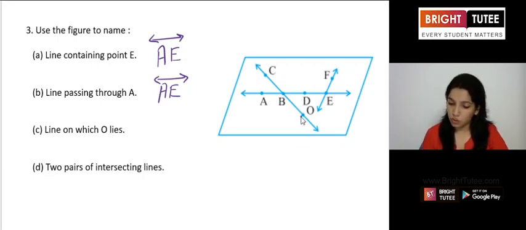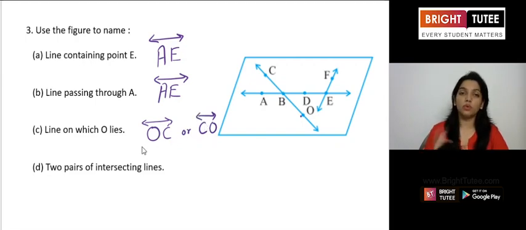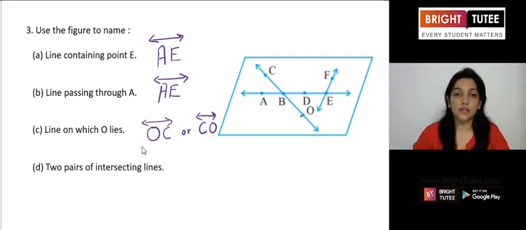So where is O? Okay, here it is. So we can see that line OC, or we can write CO. Both ways we can write the name of a line. CO or OC, both ways we can write a line, because we don't have any end point here. Both the sides are endless, so we can just name it as either way. So it's correct. Now the last one, two pairs of intersecting lines.